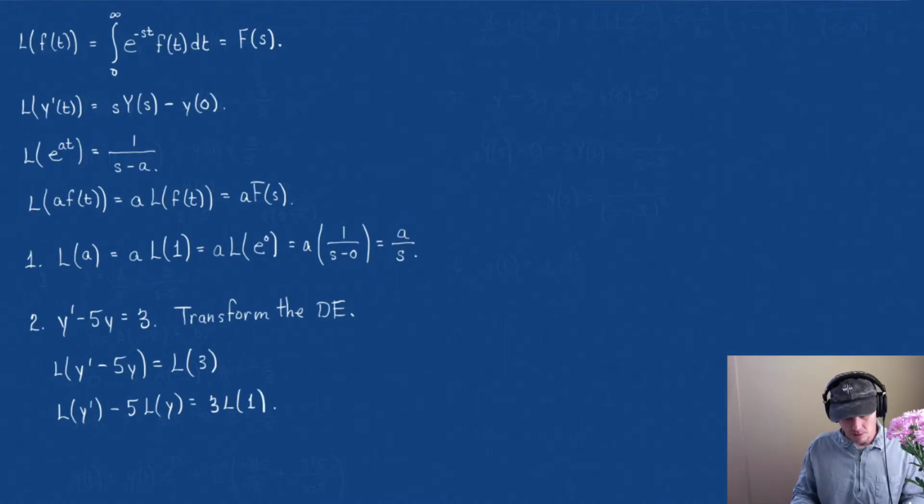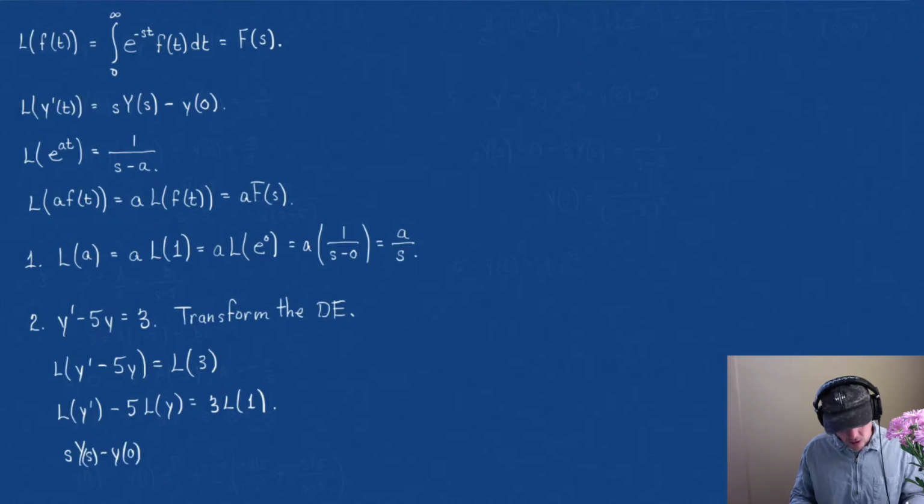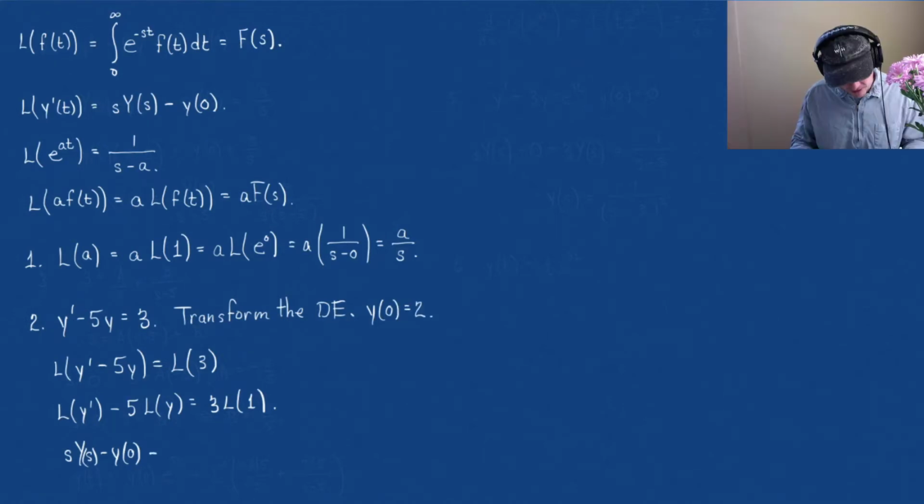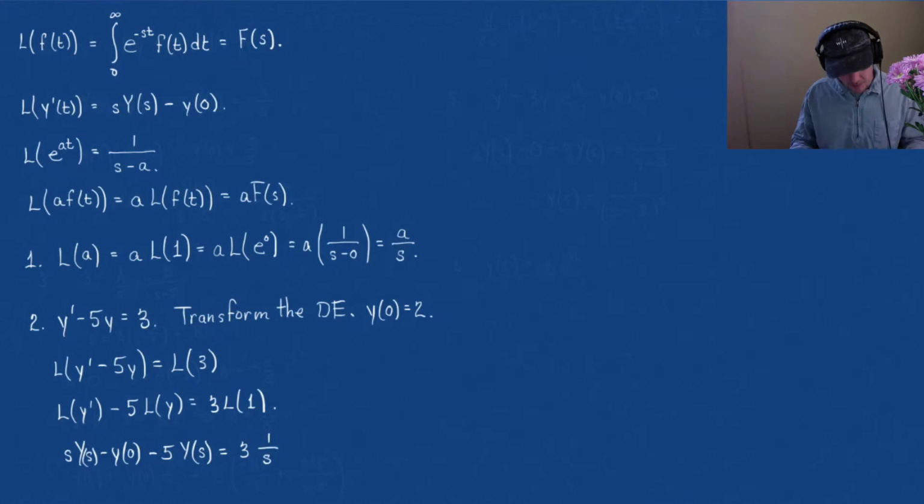Now let's apply our Laplace transform. So we can say this is s times y of s minus some initial condition y of 0. Oh, and I want to give our equation an initial condition; let's try y of 0 equals 2. Let's just try a number for a change. Then minus 5 times the Laplace transform of y of s. This is equal to 3 times the Laplace transform of 1, which is 1 over s.